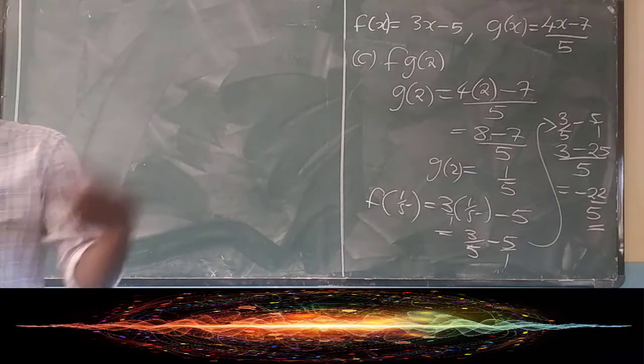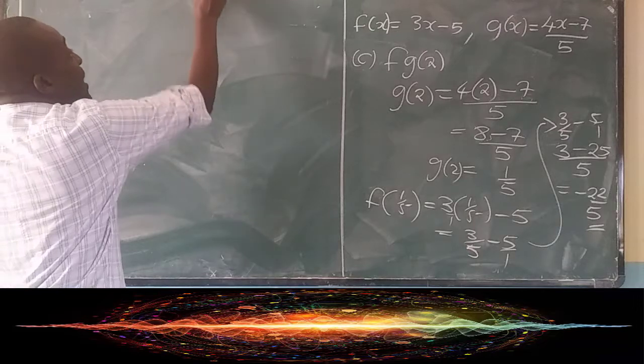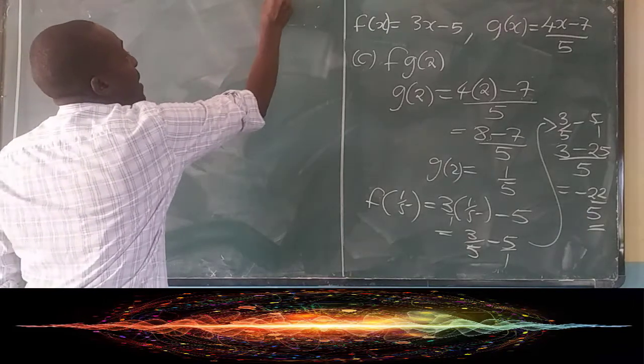So the last question is F of F. F of F of X. This is D. F of X. So here, we are combining the same function, putting the same function into itself. Okay? That is the composition that we are making here. So we are combining f into itself, and the function f is given by this. F of x is equal to 3x minus 5.